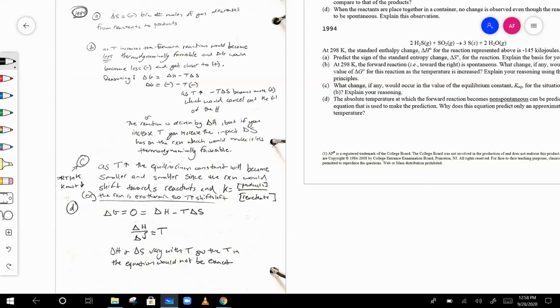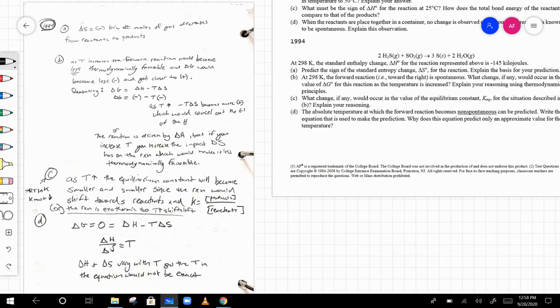All right, so I was asked to go over 1994. This is a free response question from 1994. It's a very good question. I don't know if you noticed, but a lot of the questions are just like this one, where the first part asks you to predict the sign of entropy, and then delta G and delta H. So all of these things come into play here.